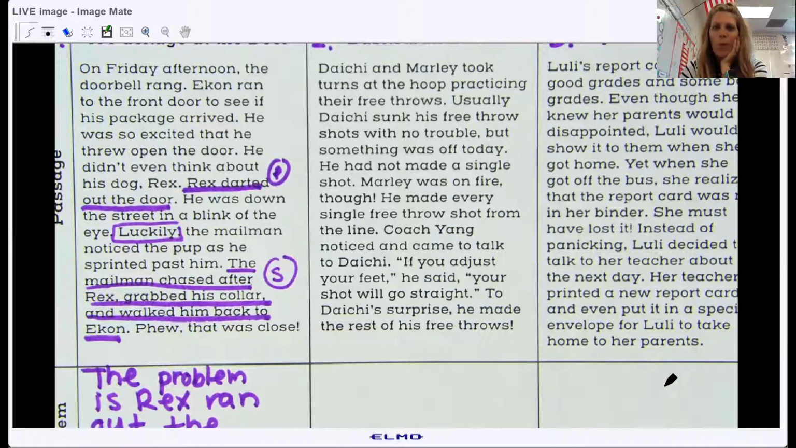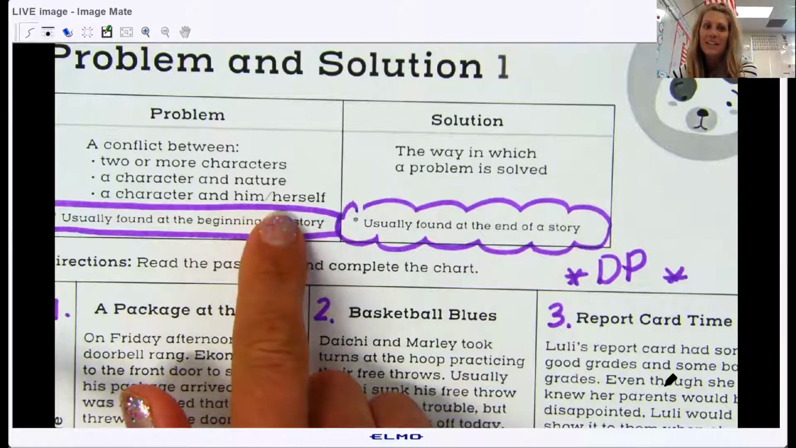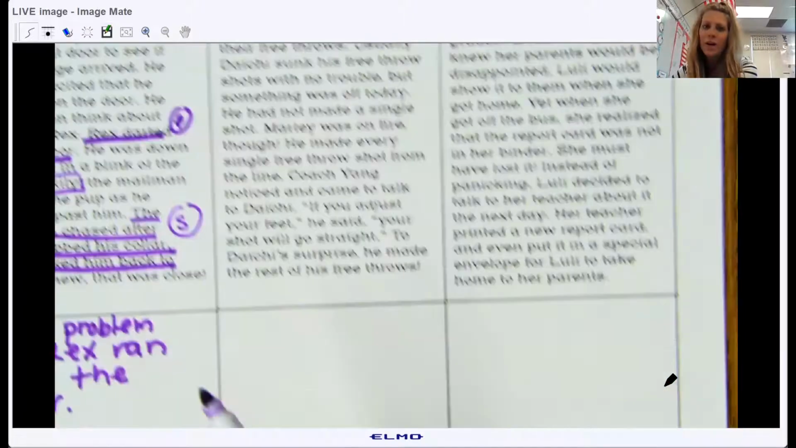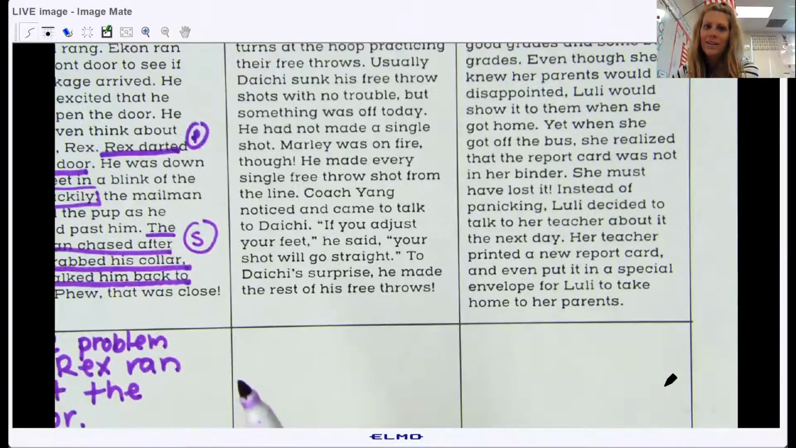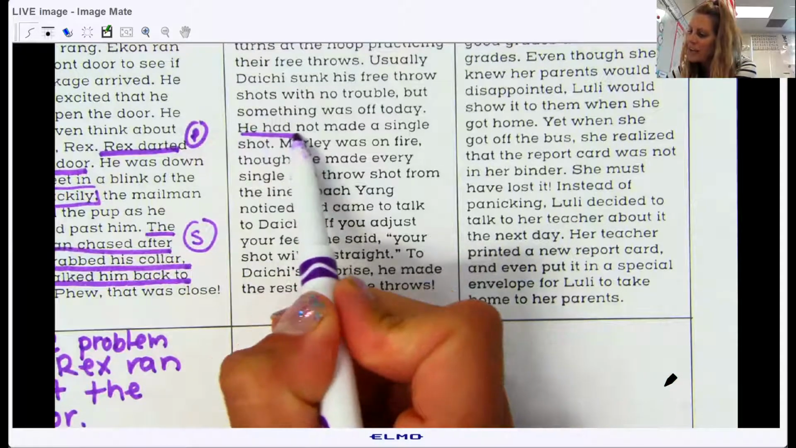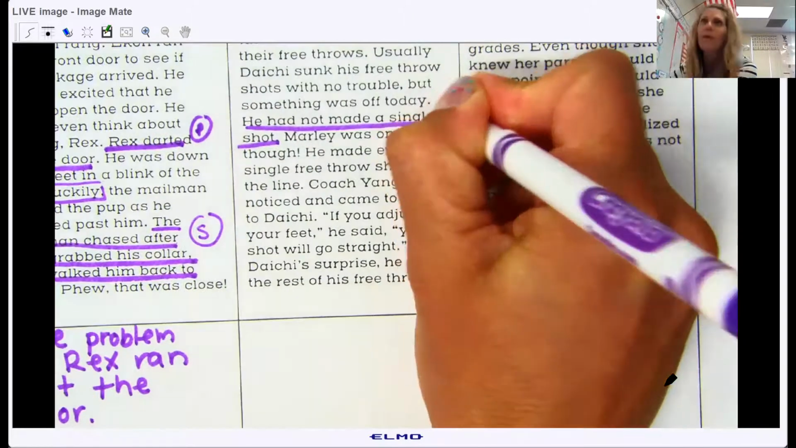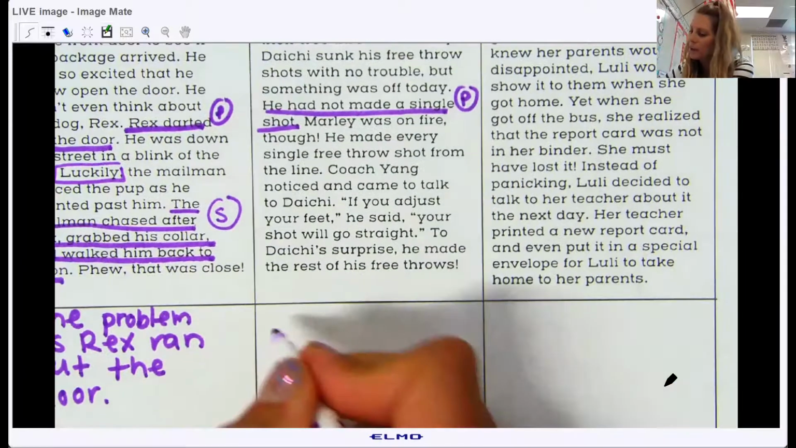All right. What was the problem in this story? Who had the problem, Daichi or Marley? Daichi, right? So what was the problem that Daichi was encountering? And that would be the one that he was encountering with himself, right? What did you underline? Hopefully, you underlined he had not made a single shot. That is our problem. So let's go ahead and write that.